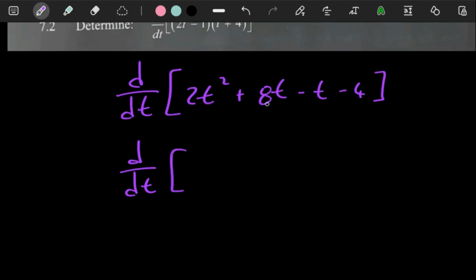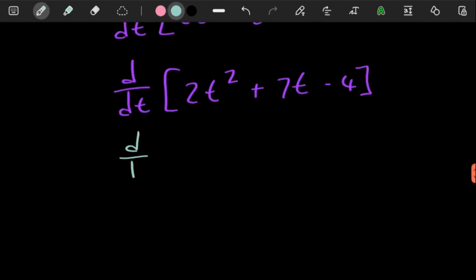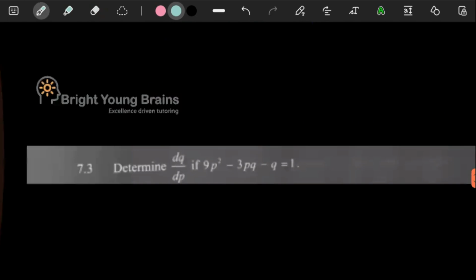So the idea here is that 8 minus 1 is going to give you a 7. So that's 7t minus 4. So now this you can differentiate. Once you're about to differentiate, we can leave out the d over dt there. So 2 times 2 is a 4. Remove 1 from the exponent. 1 times 7 is a 7. Remove 1 from the exponent, you'd have t to the power of 0, which is just a 1. So this is what you have after you have differentiated.